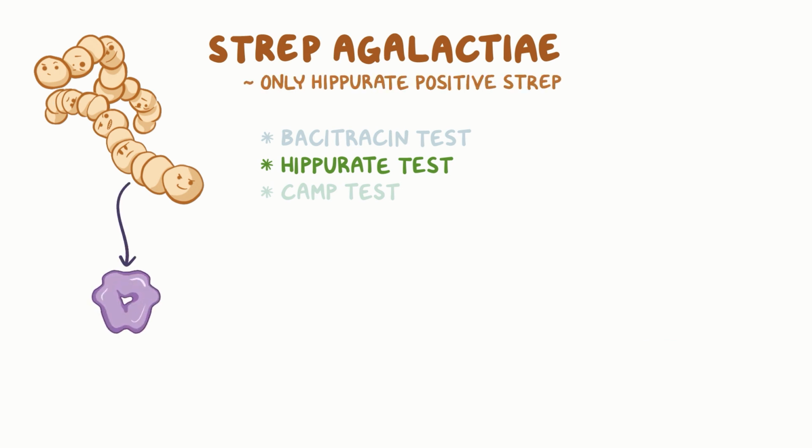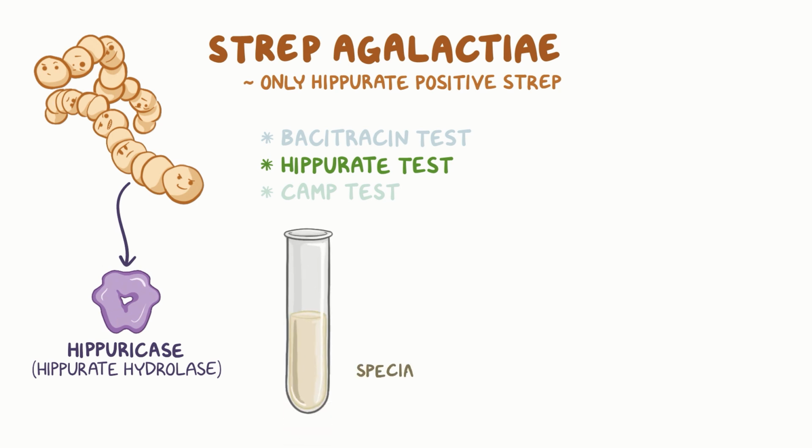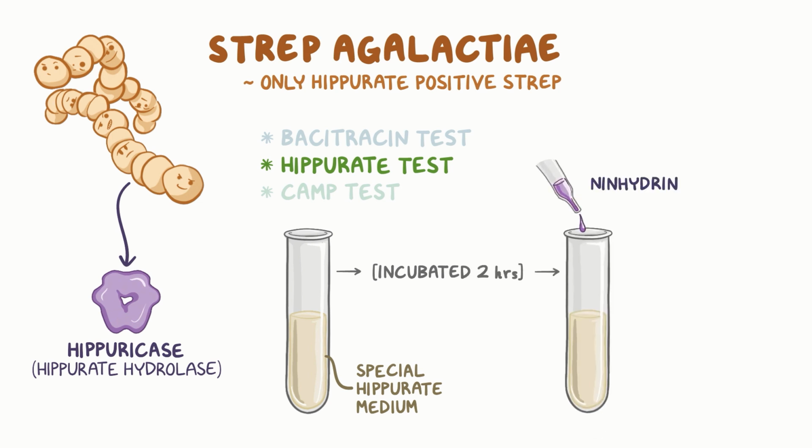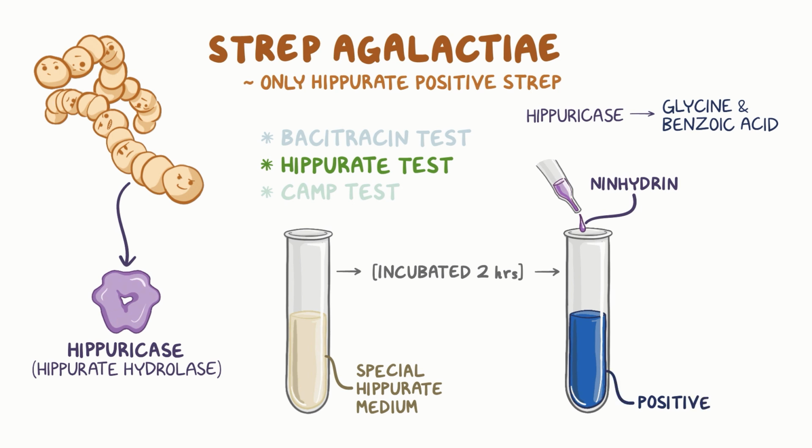Finally, the hippurate test is based on the fact that Strep agalactiae is the only hippurate positive strep, because it produces an enzyme called hippuricase or hippurate hydrolase. To test for this, a colony of bacteria is transferred from the culture to a test tube containing a special hippurate medium, and incubated for 2 hours. Then a few drops of a substance called ninhydrin are added to the mix. With Strep agalactiae, hippuricase converts hippurate to glycine and benzoic acid. And glycine reacts with ninhydrin, making the mix turn deep blue, or positive.